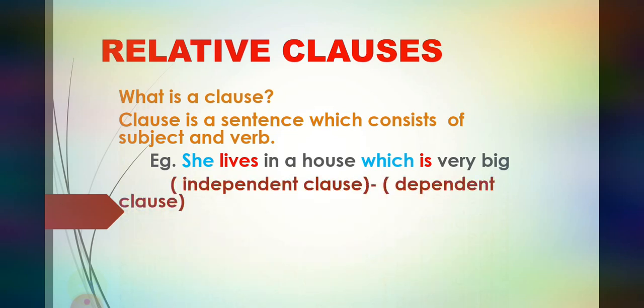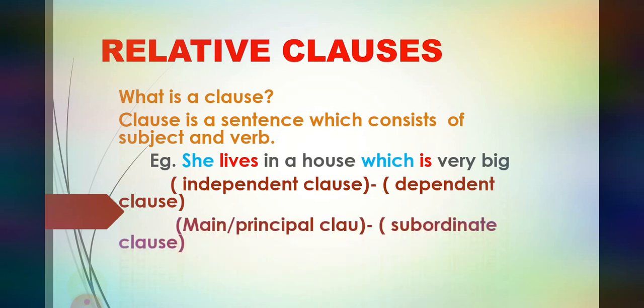In this sentence, we have two clauses: independent clause and dependent clause. Main principal clause or subordinate clause. "She lives in a house" is giving full meaning and a full sense, so it is called independent clause. Whereas "which is very big" needs to depend on another sentence to get full sense, so it is called dependent clause.